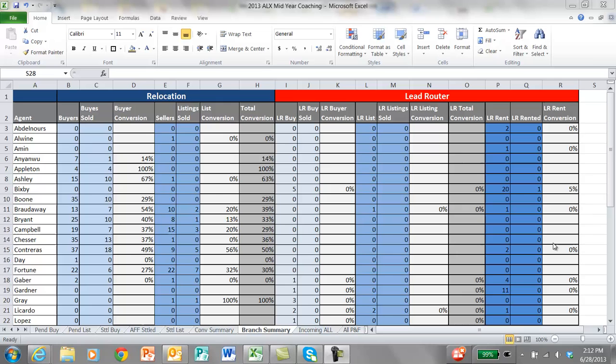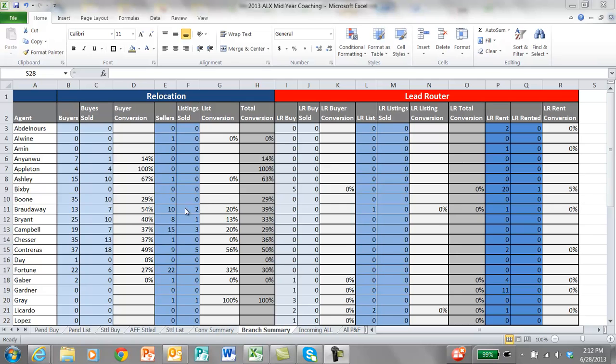So this is our Alexandria branch. It's the only one that I'm done with so far. It's a heck of a lot of work to get there, but I want you to see what you're going to have at your disposal. Here we have a summary of conversion for the branch. We have the relocation on one side, and the lead router on the other side. If an agent's done just one or both, whatever business they've done, if they have a conversion rate, it's shown here.